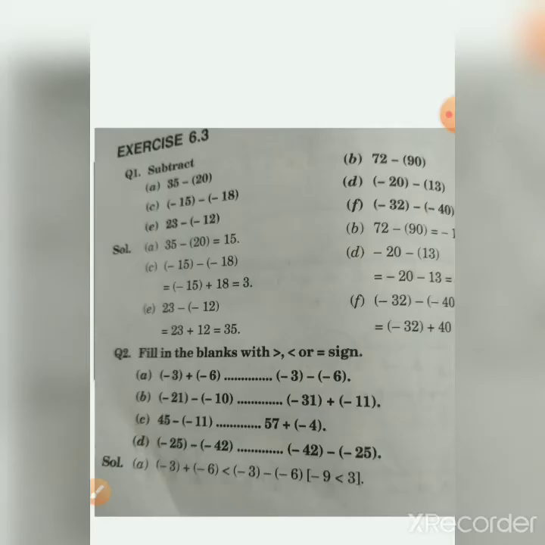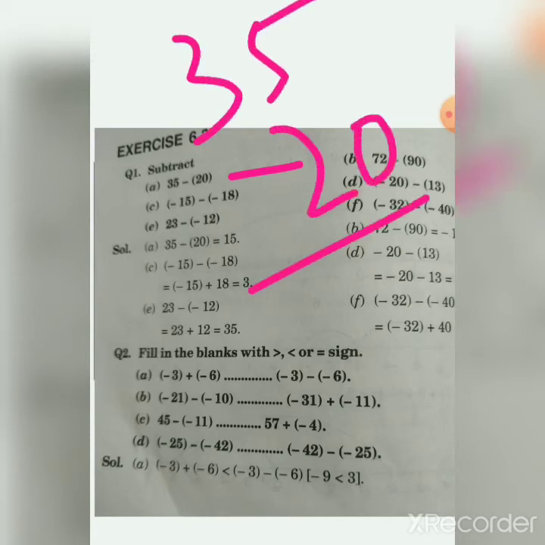So in exercise 6.3 we have the first question. Subtract 35 minus 20. It is very easy. When you subtract both the numbers, 35 minus 20, we have 15. 5 minus 0 is 5. 3 minus 2 is 1.